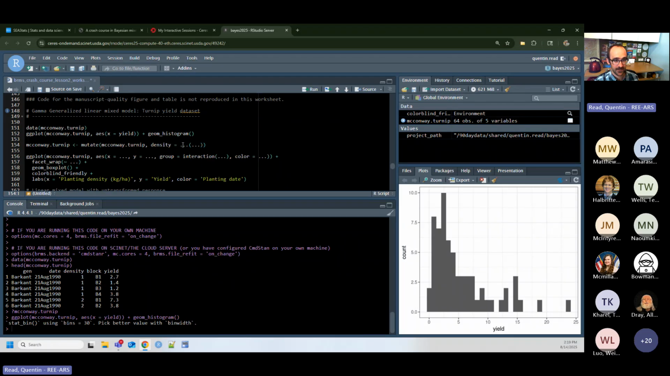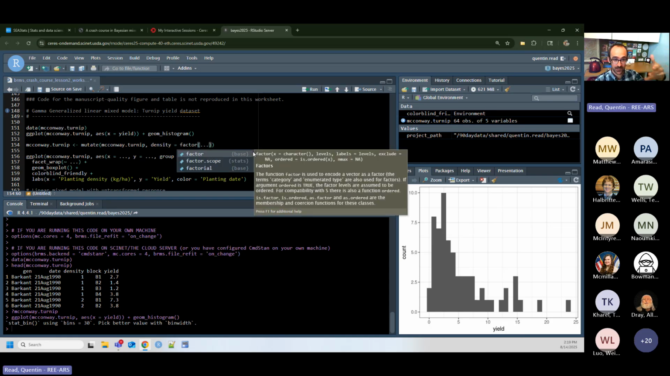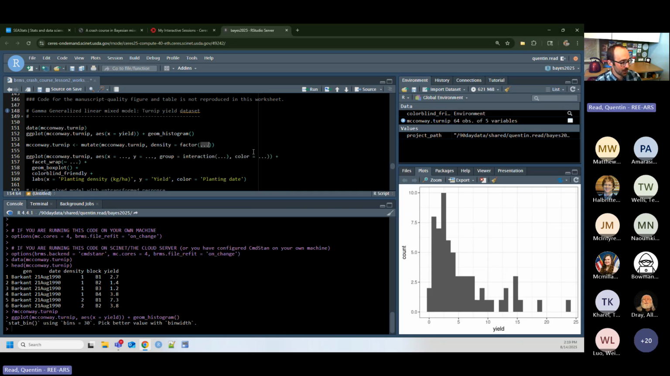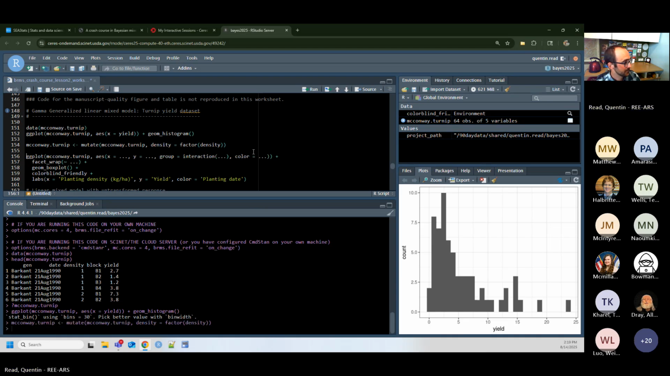We need to convert that variable to a factor so that we can have it be discrete levels in our model. On line 154, I'm going to use mutate, which means change a column's value. Within the McConway turnip data set, we're going to change density to factor of density to turn it into a factor. Then I'll hit Control Enter to run that line. Everyone good so far?